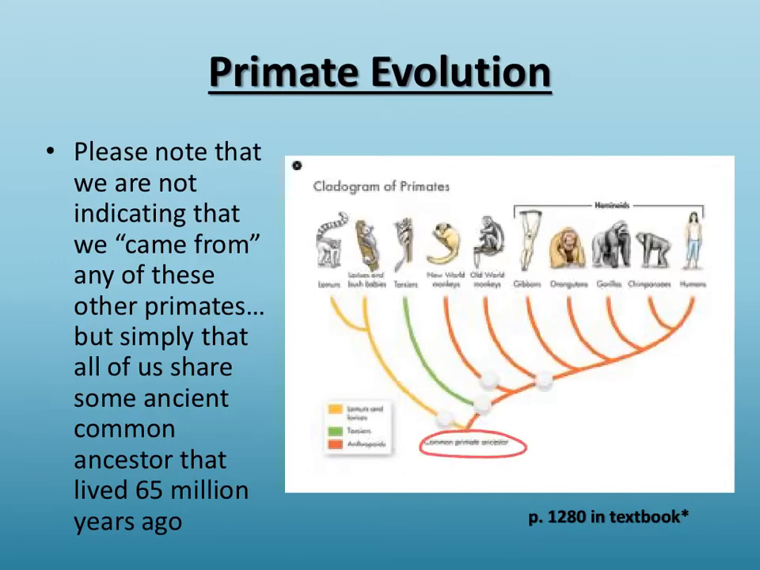So this common primate ancestor was probably 65 million years ago. And then it branched into all these different types of primate, the lemurs, tarsiers, the New World and Old World monkeys, and then the hominoids that we're about to talk about more. But even this, right? See this common ancestor with chimpanzees? We're probably still talking about millions of years ago that was true.